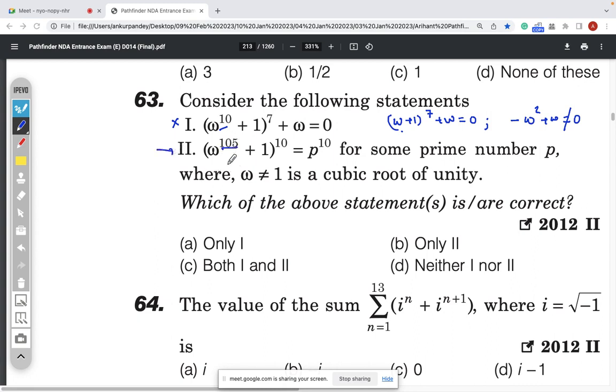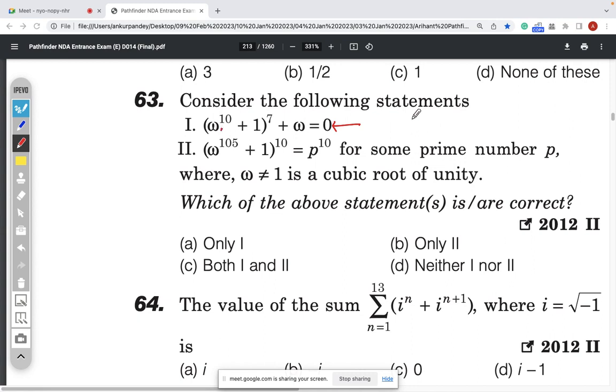105 is a multiple of 3. Yes. 1 plus 1 is 2 to the power 10. 2 to the power 10 is equal to p to the power 10, where p is a prime number. Is 2 a prime number? Yes, sir. Hence, the second statement is right. Let's go back to the first statement. The first statement says check whether this is 0 or not.